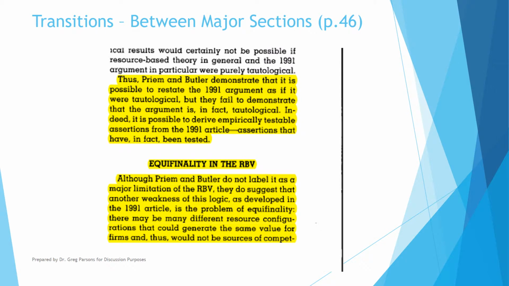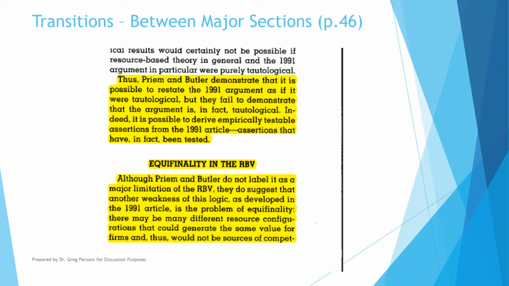Then also we need transitions between major sections. So here he says, thus Priam and Butler demonstrate that it is possible to restate the 1991 argument as if it were tautological, but they fail to demonstrate that the argument is in fact tautological. Indeed, it's possible to derive empirically testable assertions from the 1991 article, assertions that have in fact been tested.